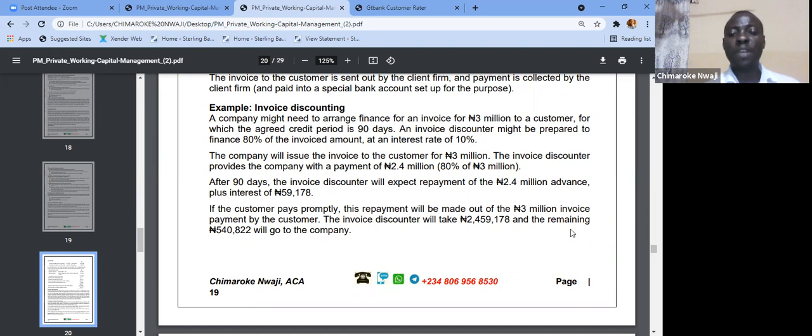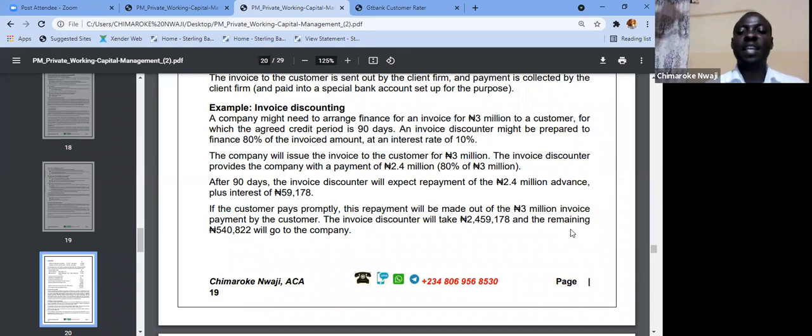Now, if the customer pays promptly, the repayment will be made. If the customer of that company pays promptly, that's the 2.4 million naira that you are going to pay from the 3 million naira invoice payment by the customer. And now the invoice discounter will take the 2.4 million plus the 59,178, and the remaining 540,822 will go to the company.